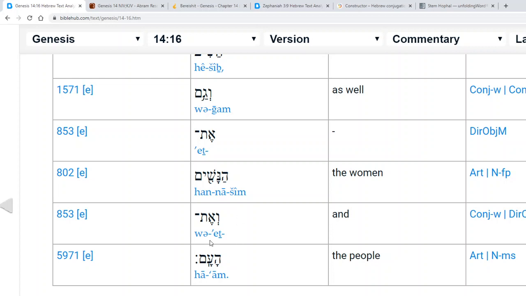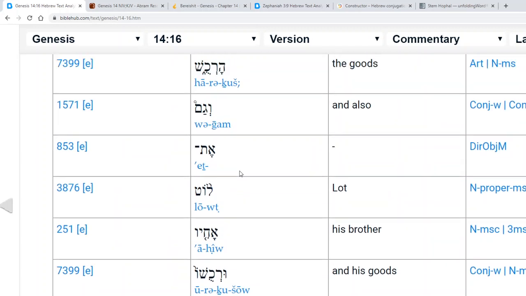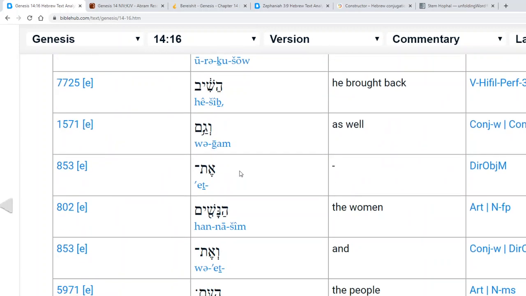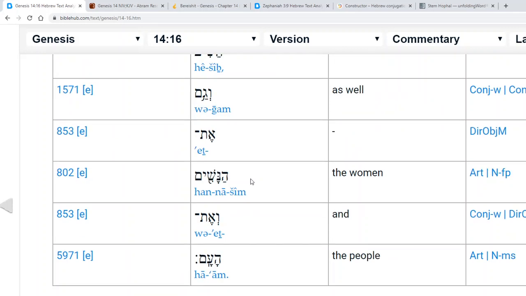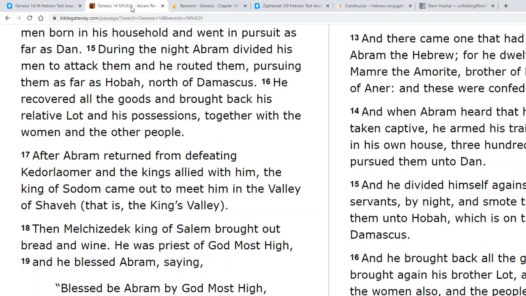So that's interesting. I'm not sure why it says and the people at the end. Maybe he means the servants. Yeah, so the women who were captured and the servants or the slaves. Okay.